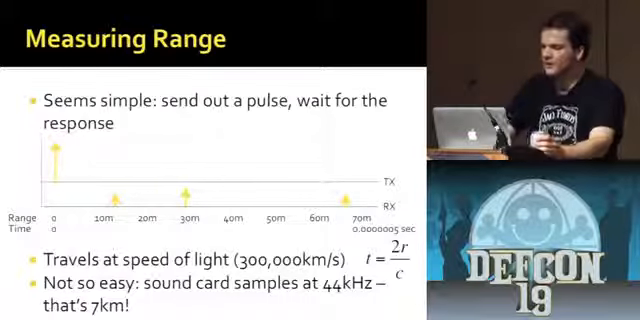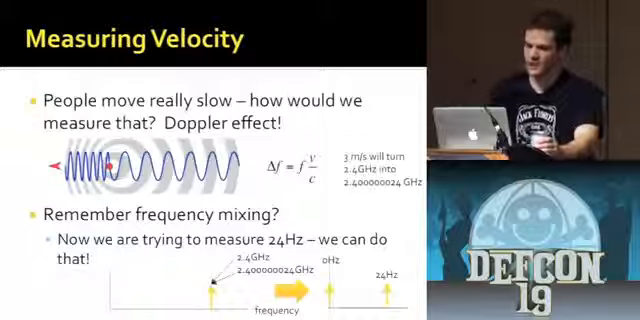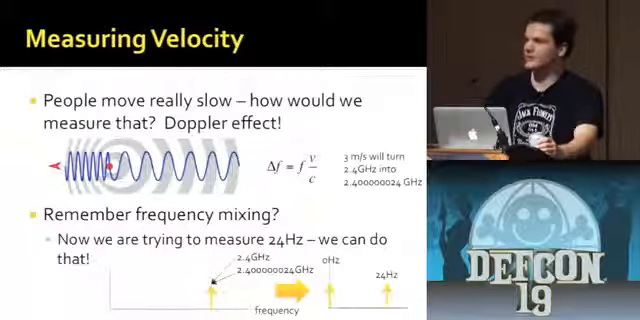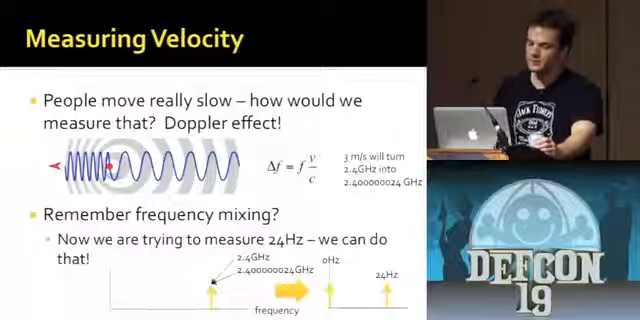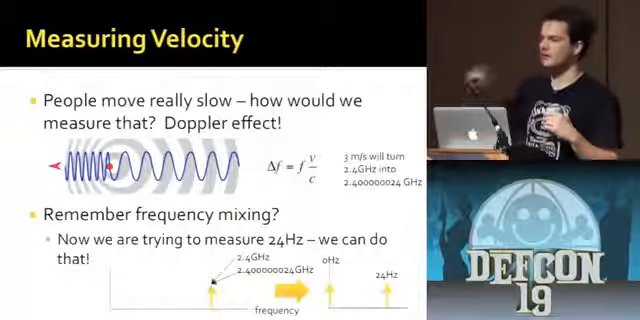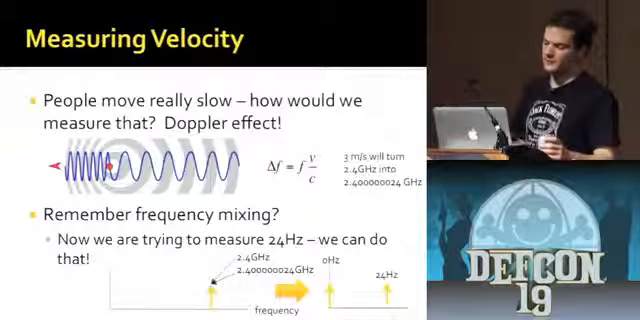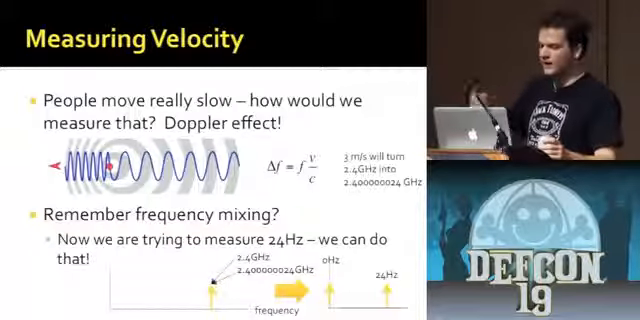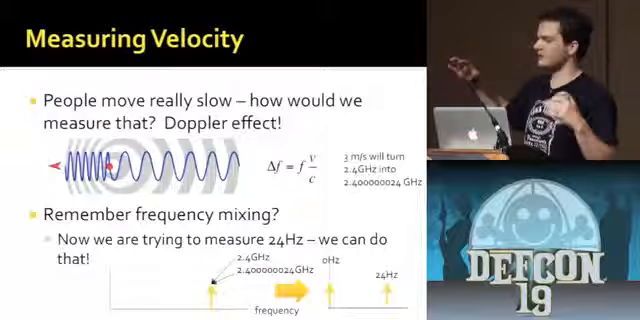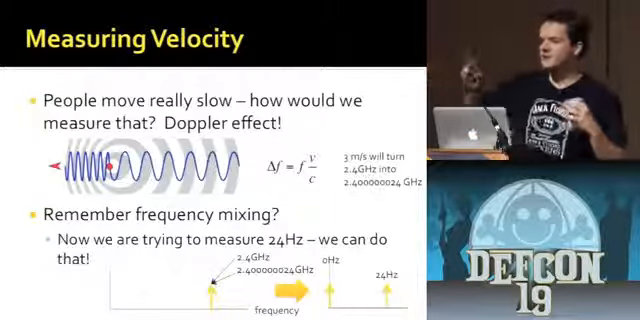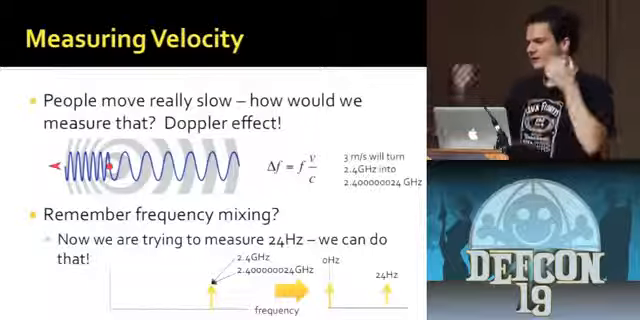So if we're trying to measure velocity now, and I'm going to go back to range in a second, let's say we want to measure a person walking. Well, they move really slow. So it's going to be hard to see a real change, right? The way this is done is with the Doppler effect. If we have something moving, this is the car analogy, we have a car driving by on the road, and you're standing there on the side of the road and you're listening to it.